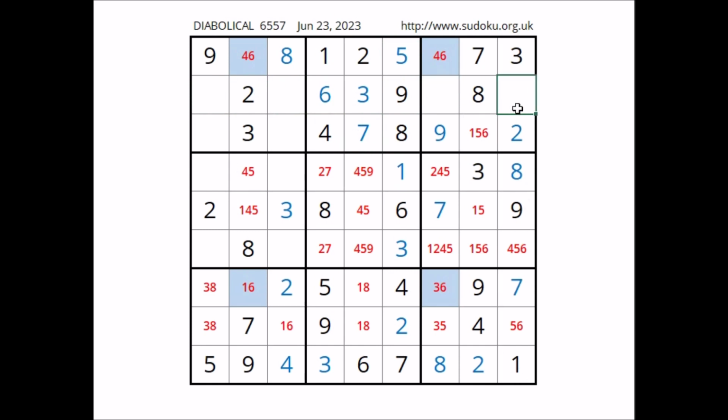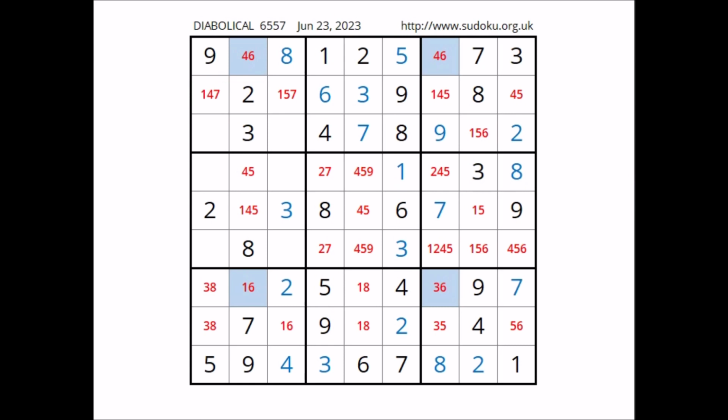Okay, 1 and 7 in this place can be 4, can be 5. We have 7 in this sector. 1, 4, and 5 are the options of this place. Okay, we have 4 in this column, so in this place can be 1, can be 5, can be 7. And we have 5 here in this column, so in this place, 1, 4, and 7 are the options.